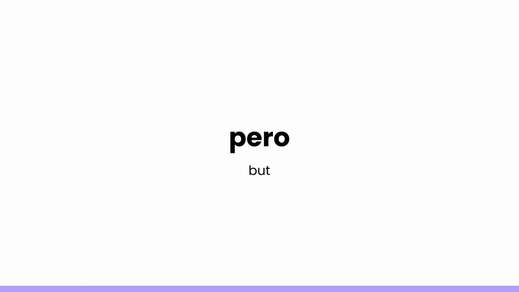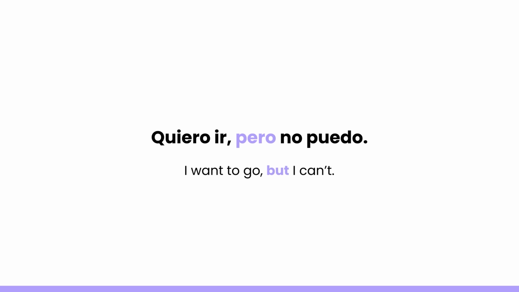Then the next conjunction that we will learn is but. In Spanish, this is pero. This is also a very popular word in Spanish that you will come across very frequently. As an example, I want to go, but I can't. Quiero ir, pero no puedo.